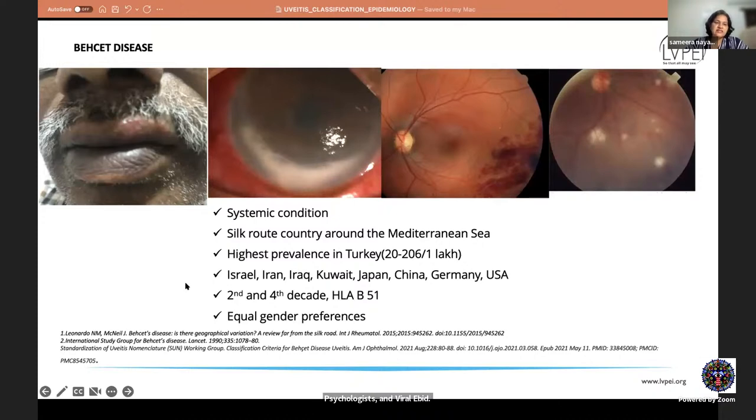The next disease entity is Behçet's disease. This is a systemic condition, very prevalent in Silk Route countries around the Mediterranean Sea. The highest prevalence is seen in Turkey. Other countries with high prevalence of this disease are Israel, Iraq, Iran, Kuwait, Japan, China, Germany, and the US.